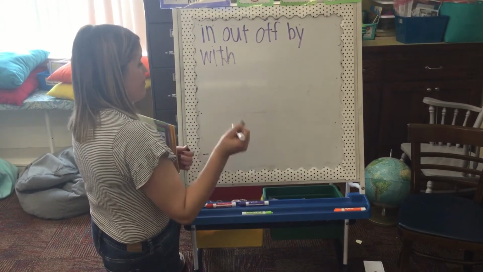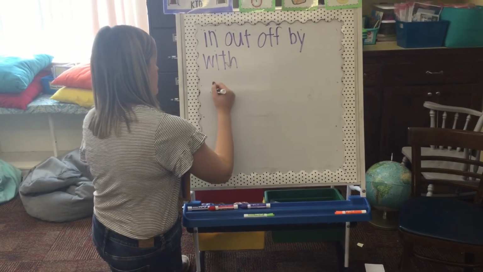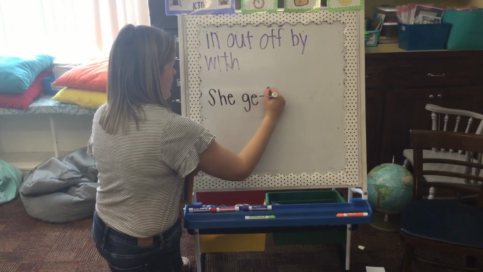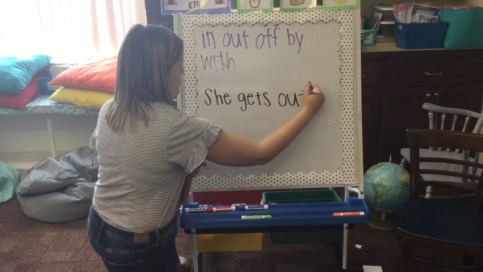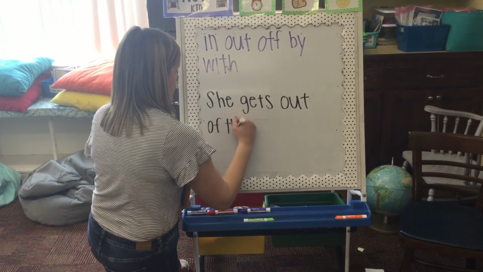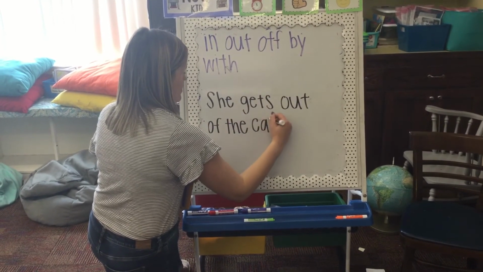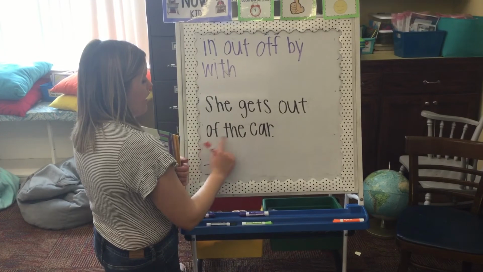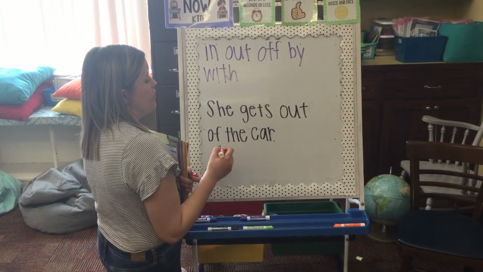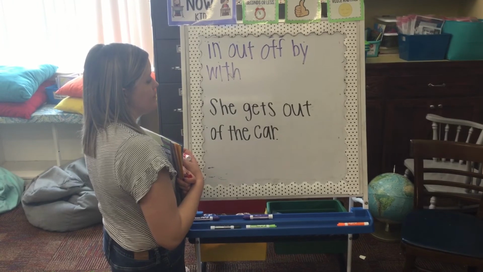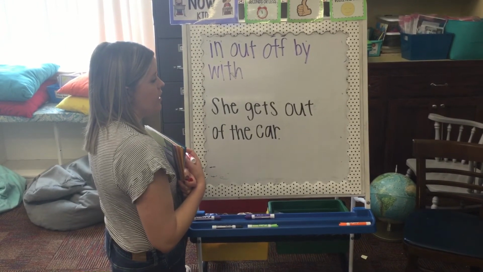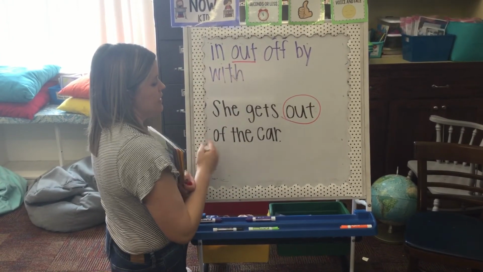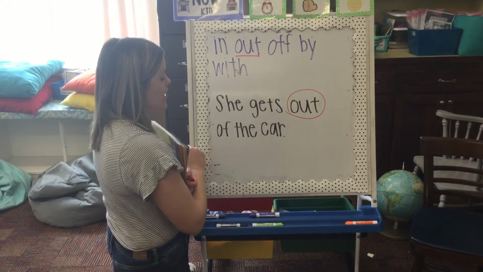Let's look at another one. She gets out of the car. She gets out of what? She gets out of the car. Our preposition would be what? She gets out of the car. Our preposition would be out, right? Because out is one of our prepositions. It explains how she gets out of the car. Okay?